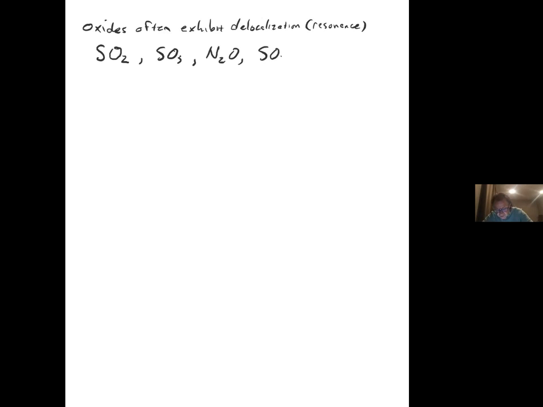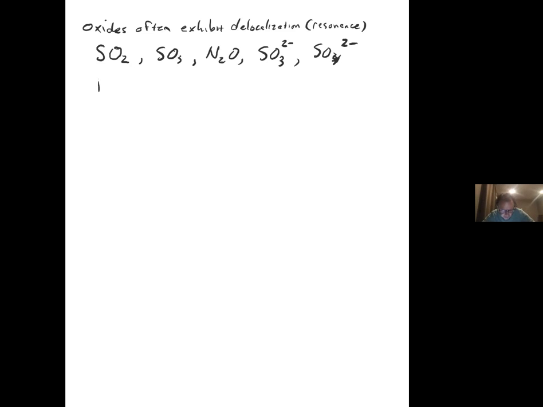Often, oxides exhibit this behavior. Again, I'm going to use two different words. Oops, I'm going to try to spell them correctly, though. Delocalization or resonance. For the most part, we can use those two words interchangeably. So oxides, what do I mean by that? You'll see it in molecules like SO2, SO3, N2O, SO3 minus 2, SO4 minus 2.